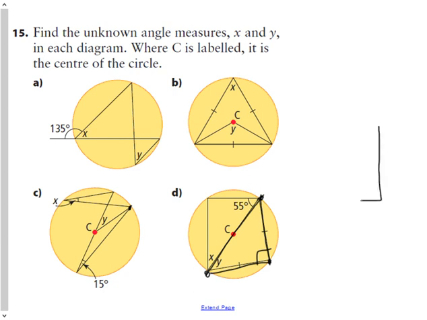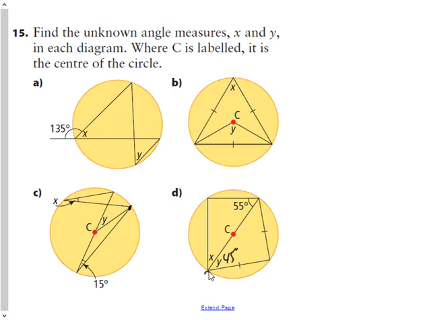So if I redraw this triangle, I have an isosceles triangle that has 90 degrees. So both of these angles here are going to be equal in measure because that's the rule of isosceles triangles, the base angles. So each of these has to be 45 degrees. So Y is 45 degrees.